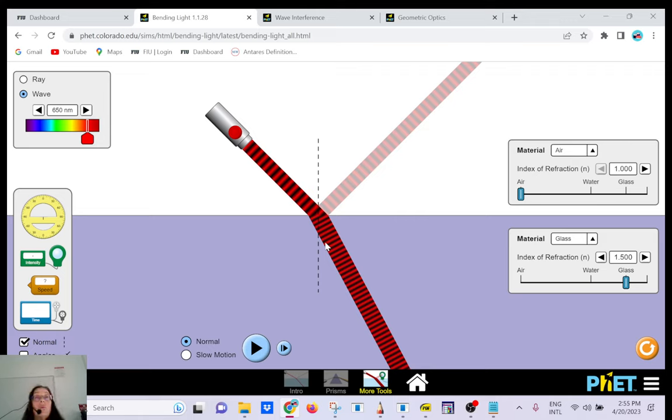Here it gets smaller because the speed gets smaller. The amount by which the speed decreases will be the speed of light divided by what we call the index of refraction. So for glass, the index of refraction is 1.5. That means that the speed of light inside that material will be divided by 1.5. So the light slows down.